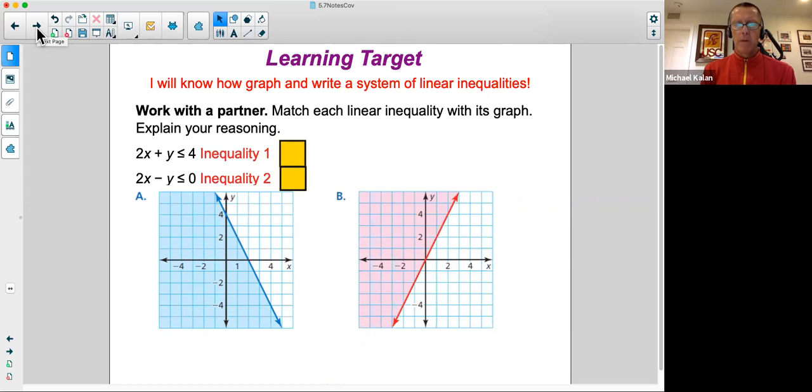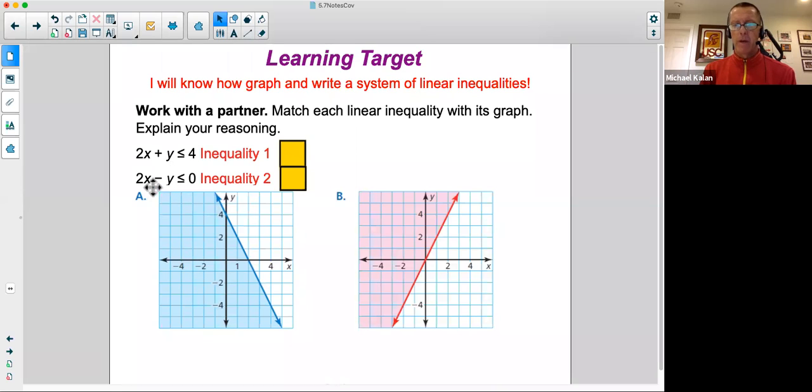Which one do you think would be A? Which one do you think would be B? Well, there's a number of ways you could do this, but what we've seen is that when y ends up being on the less than side, you're usually shading down from your line. So you're shading on the downward side. And if y ends up on the greater than side, then it's the other way around. So one way might be to look at that. And you can see that if I isolated y here, it would still be y is less than or equal to negative 2x plus 4. So that would be a shading down. So I would think that that would be A.